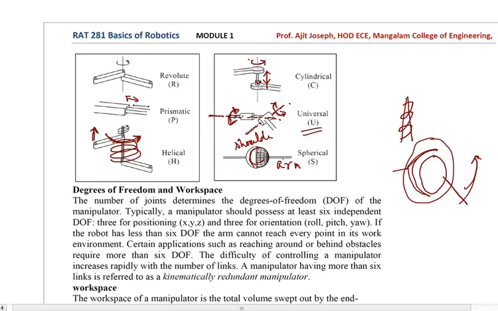So these are the 6 different joints, out of which revolute and prismatic are the main joints.